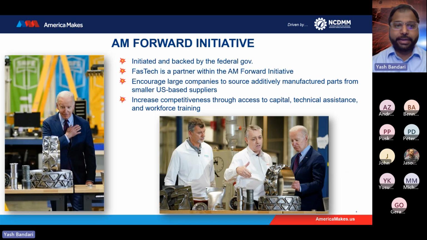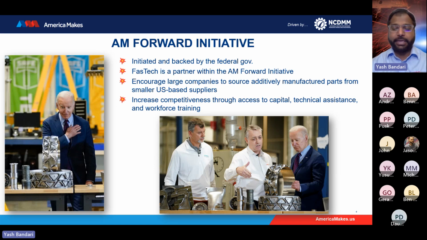Not to digress too much, but one of the things that we are really proud of is that we are part of the AM Forward initiative. For those who are not aware, this initiative was started in the later part of 2022 by the federal government itself. The goal of this initiative is to encourage large companies to source additive manufactured parts from smaller companies like us.